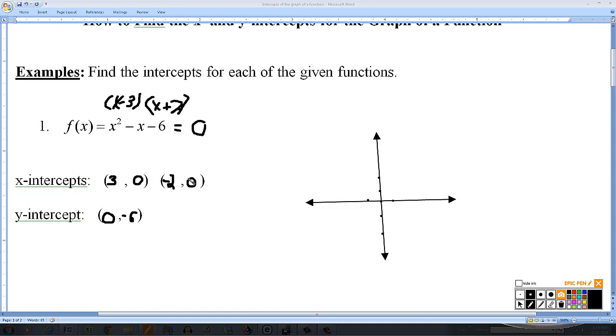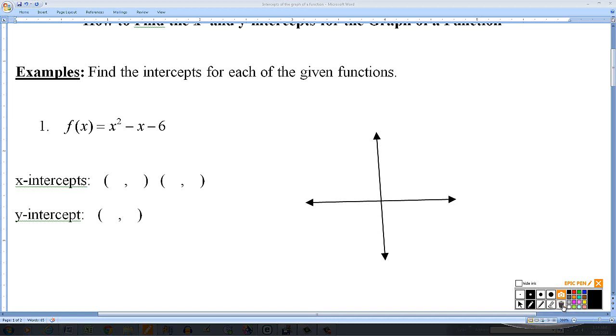It's important to note here that every function can have either no x-intercept, one intercept, or more than one intercept. Now, a function can only have one y-intercept or none. It can't have two or more. X-intercepts you can have several, or you could have none. But for the y-intercept, if it's a function, there can only be one or none. Okay, so that's your solution to that one.